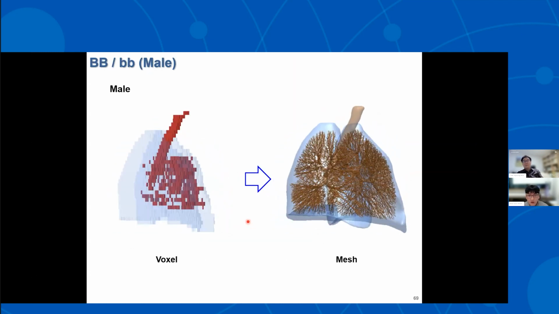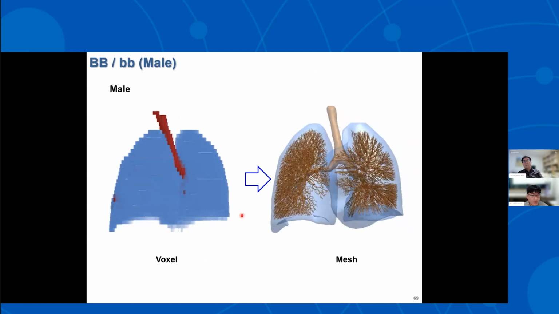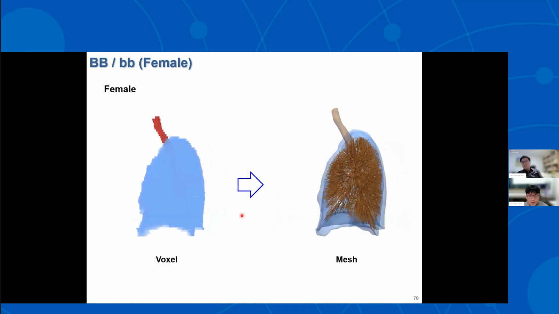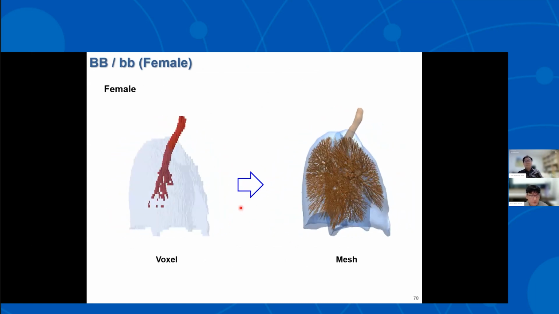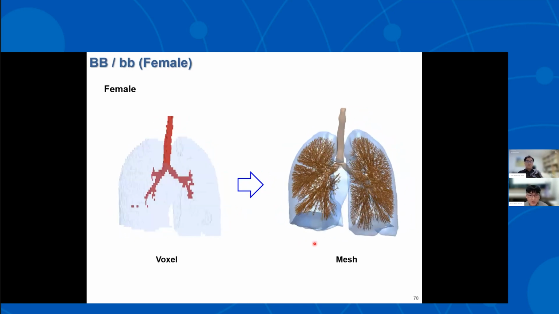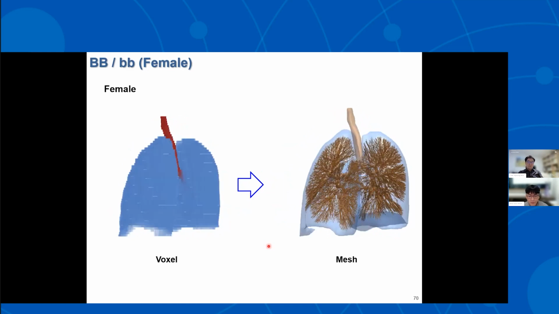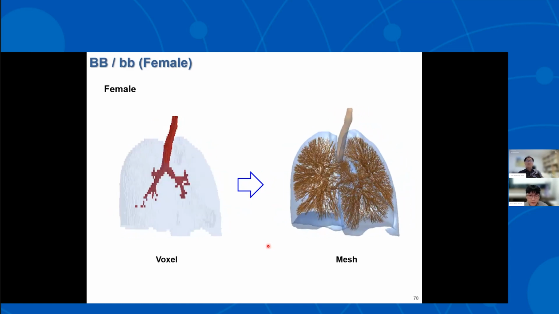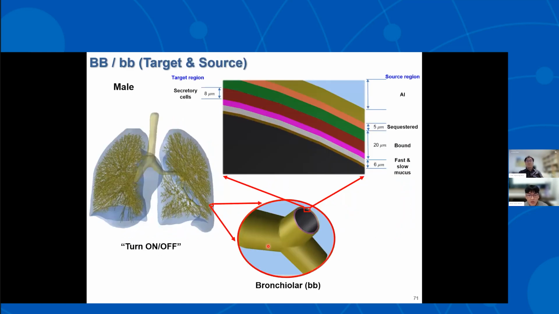This is the airway model of the male phantom. And for the female phantom, as you can see, the mesh model is much more realistic than the voxel model. In addition, this airway model can include the micron scale target and source regions.